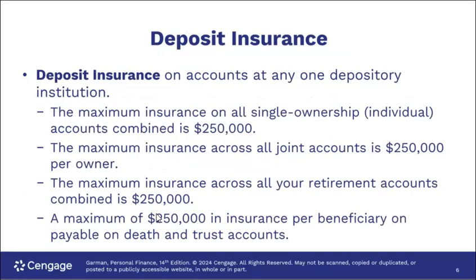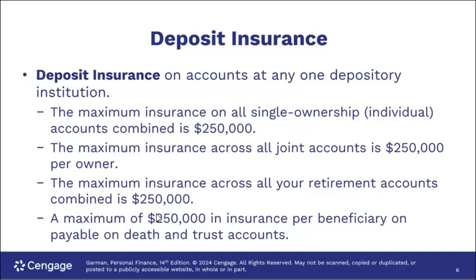Deposit insurance on any one depository institution. One thing it's advisable to do is to make sure that your institution is insured. The maximum insurance on all single ownership individual accounts combined is $250,000. But you can combine with multiple owners. You can get $250,000 per owner.